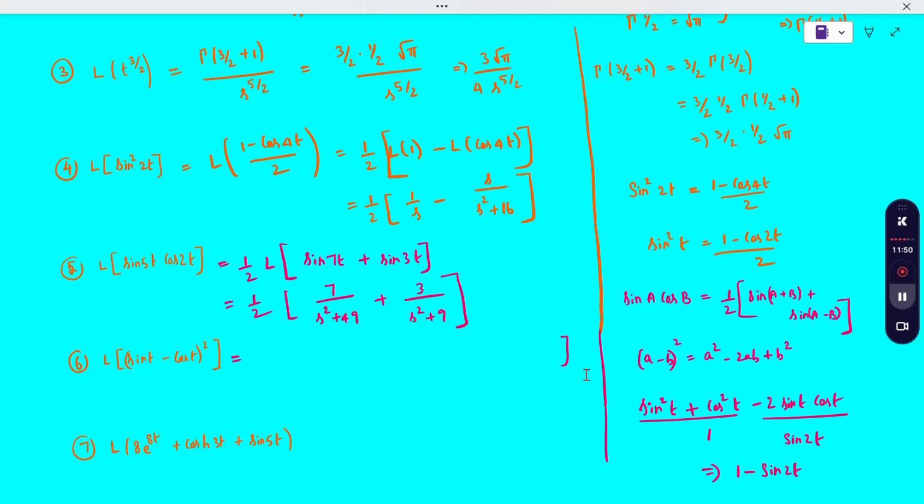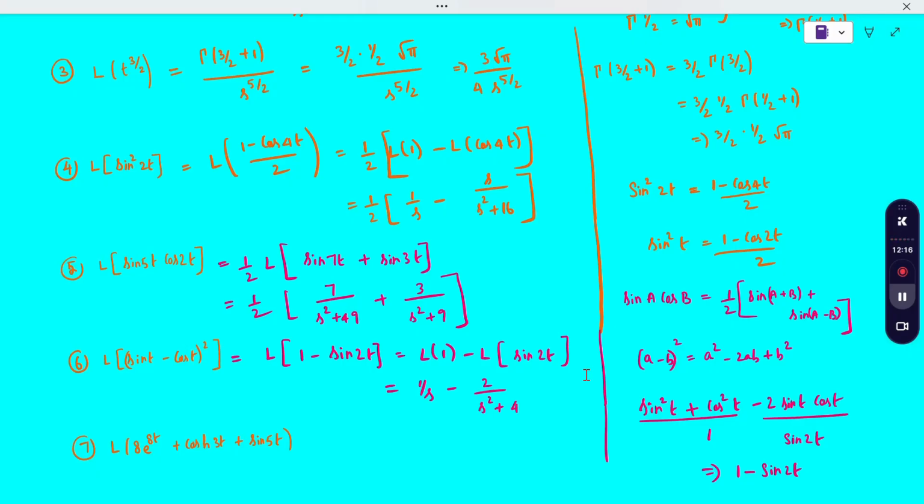So sin squared t plus cos squared t is 1. 2 sin t cos t is nothing but sin 2t. So you combine both. So the Laplace transform of 1 minus sin 2t. Now we split: L of 1 minus L of sin 2t. We know that L of 1 is 1 by s, and minus L of sin 2t is 2 divided by s squared plus 4.